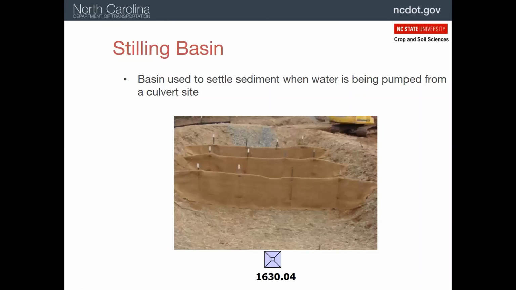All right, so I mentioned briefly that if you're pumping dirty water from inside your work area, you have to put it through a treatment system. So there's a couple of options we use for the most part. One is a stilling basin, which you see here. We have the fabric, and everything is the same for our coir baffles that we were talking about before. Difference is we don't have a skimmer, and we have a rock outlet. So that's a little bit different than our skimmer basin.